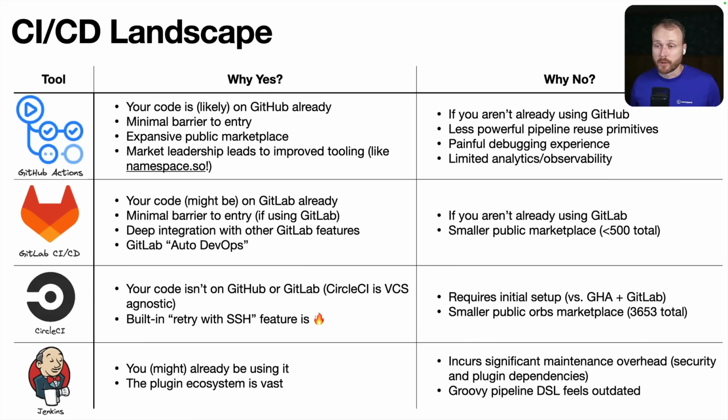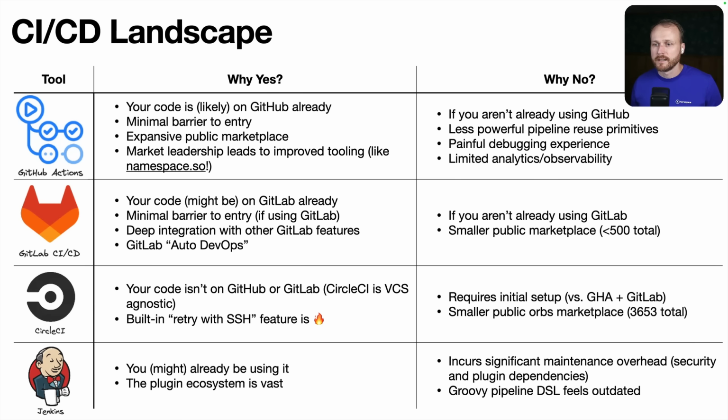A negative for GitLab is that if you are not using GitLab, you cannot use GitLab CI/CD. Also, their marketplace features, so their ability to share and consume third-party capabilities, is significantly smaller than GitHub Actions. There are less than 500 total actions in that marketplace, whereas GitHub Actions has thousands and thousands. The quality of the actions in the GitHub Actions marketplace varies wildly, but because there are so many more, the likelihood that you'll find a high-quality action that does meet your need is much higher.